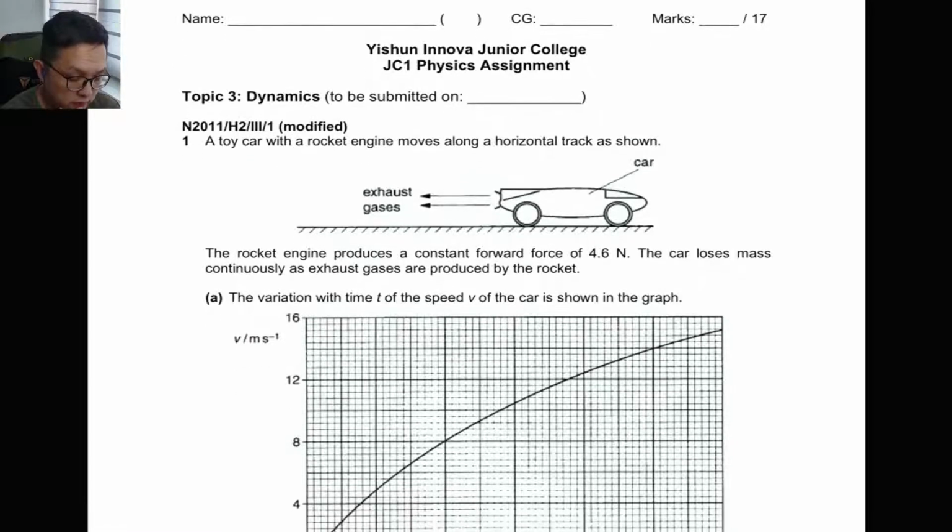Okay, we have a toy car with a rocket engine that's moving along a horizontal track as shown. The car engine produces a constant forward force of 4.6 newtons.